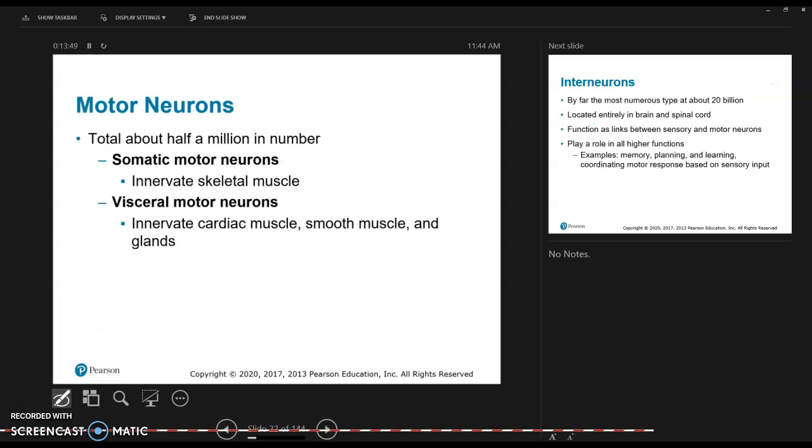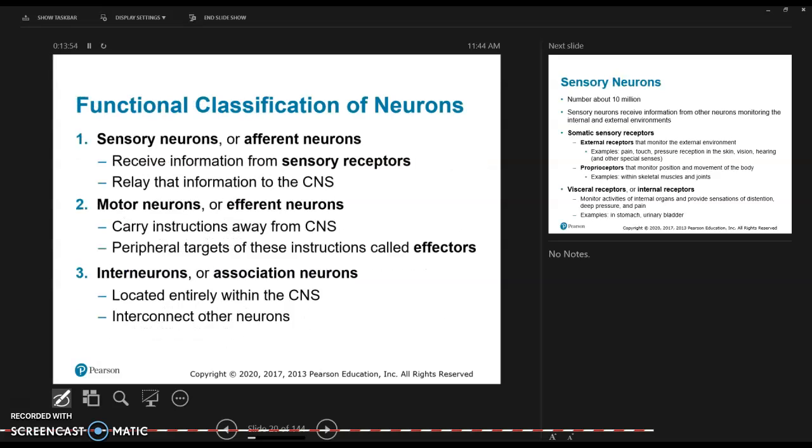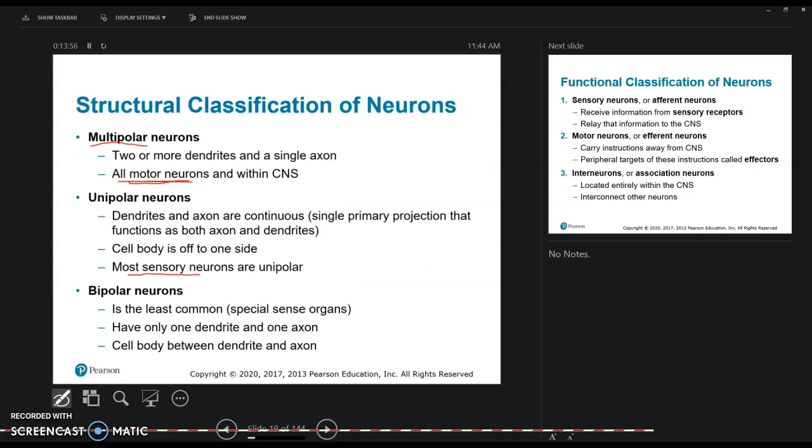Let's look at a picture, if we can find one. Oh, I don't see one. Okay, well, I'll do that later. I'll give you a picture of all the different types of neurons. But the main thing is the cell body is off to one side, and the dendrite and the axon are one long fiber.